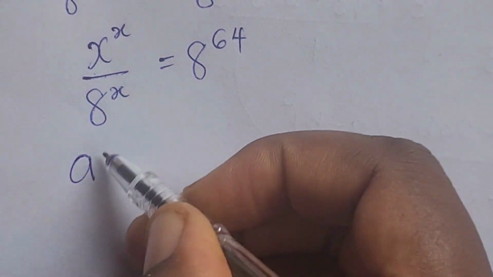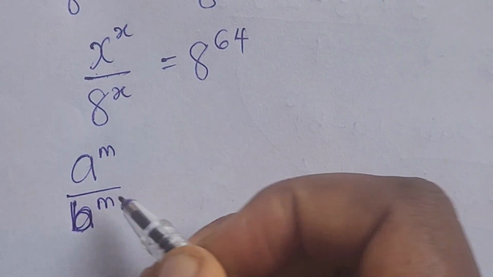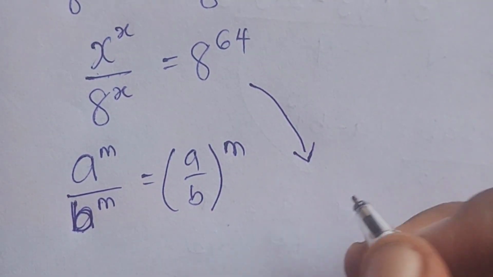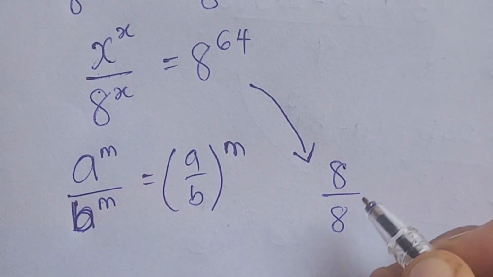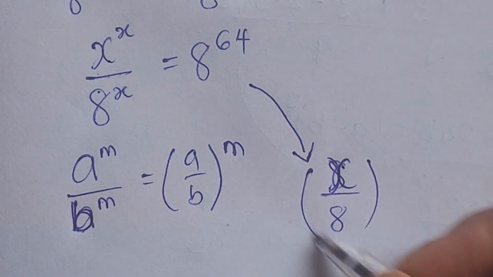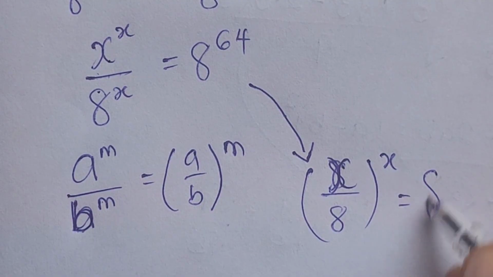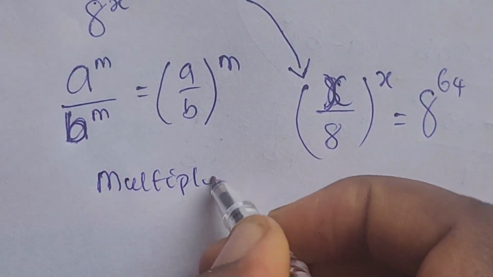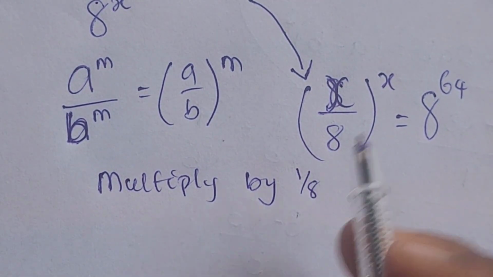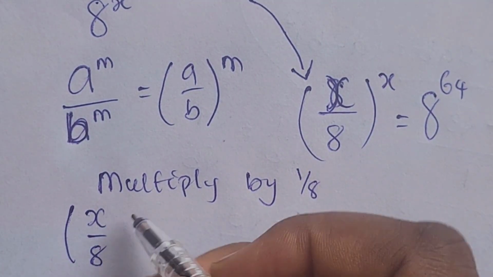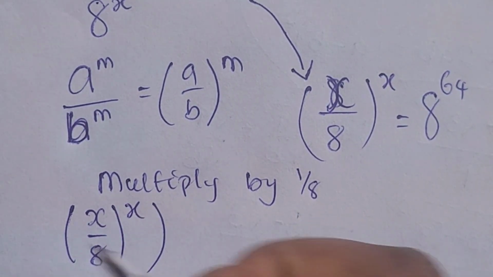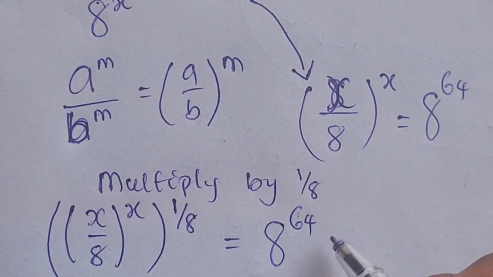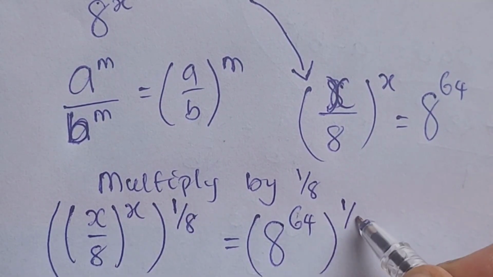So this cancels out this. So when I have a to the power of m over b to the power of m, this is the same as a over b all to the power of m. So we'll have x over 8 all to the power of x equal to 8 to the power of 64. So let's multiply the powers by 1 over 8 to have x over 8 to the power of x further raised to the power of 1 over 8 equal to 8 to the power of 64 further raised to the power of 1 over 8.